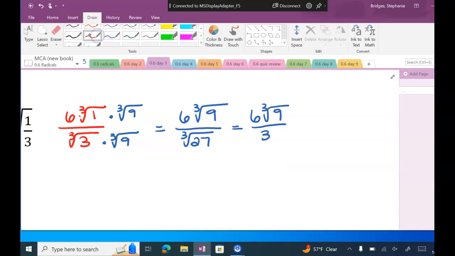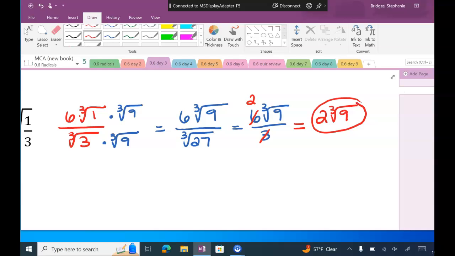All right. Under the radical, is 9 a perfect cube, or does it have a perfect cube that divides into it? No. But what do you see that we could simplify? The 6 and the 3. Divide them both by 3. The 3 goes away. The 6 turns to a 2. So my most simplified answer is going to be 2 times the cube root of 9. You can put that over 1 if you like, but you do not have to. Questions?